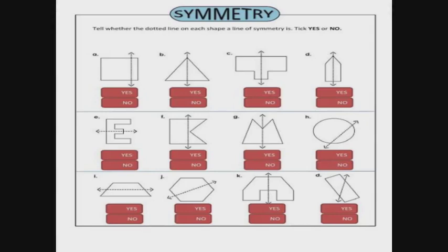For I, is that the line of symmetry? You can discover that when this shape is folded according to the line of symmetry we can see in I, it is not the line of symmetry. So no. For J, is that the line of symmetry? Yes. For K, is that the line of symmetry? Yes.